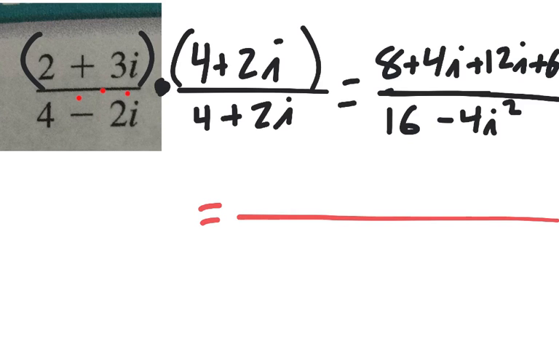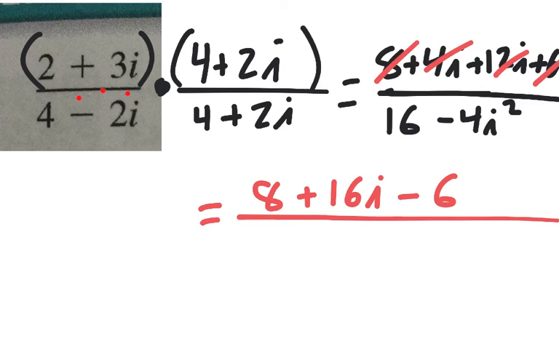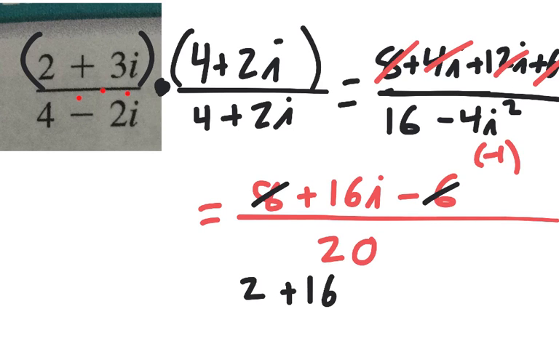You want to simplify that up some? I've got 8. These combine to be 16i. This is going to give me a minus 6 here, right? Okay, and then in the denominator, I'm going to have 16 plus 4, which is 20. Is everybody with me? I know I'm kind of combining some steps. All right. Now, 8 minus 6 is 2. So I've got 2 plus 16i all over 20.